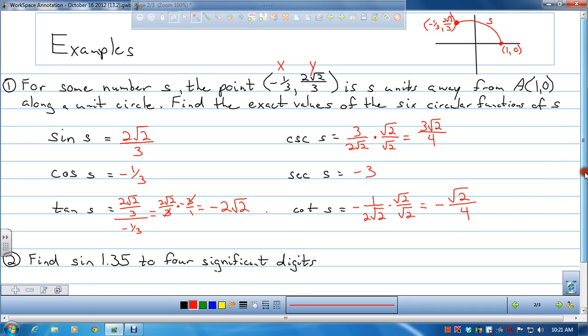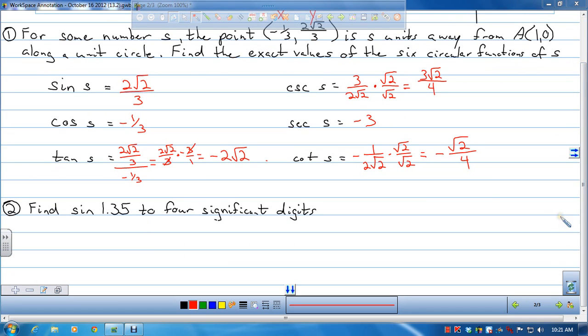Now, something real quick and easy. I want to find sine of 1.35 to 4 significant digits. You will notice there is no degree here. Therefore, it is implying it is a circular function or in radians. Therefore, what you need to do is set your calculator to radian mode.